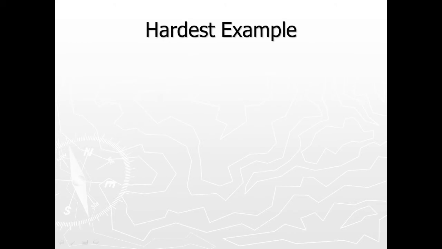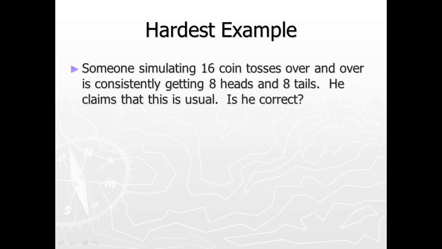Here's the hardest type of example you might see. Someone is simulating 16 coin tosses over and over and is consistently getting 8 heads and 8 tails. He claims that this is a usual occurrence. Is he correct?